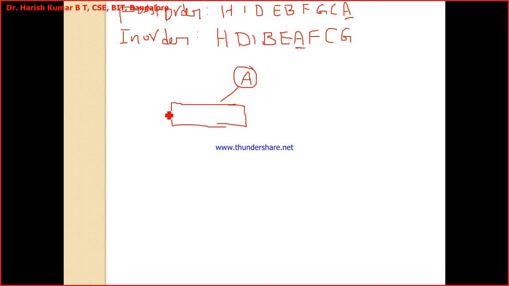And we have to expand it further. Let me write it. H, D, I, B, E. So all these nodes, they will occupy the position left subtree of A, and similarly F, C, G, they come toward the right subtree of A. Correct, no?